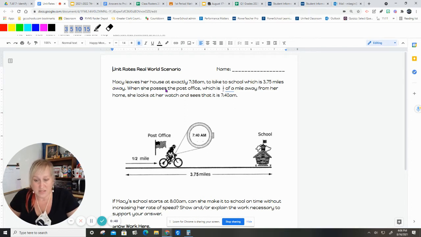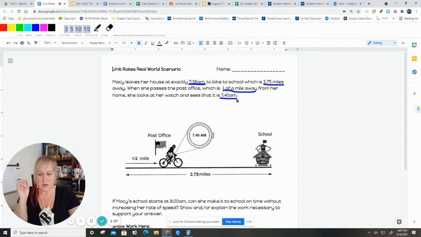So Macy leaves her house at exactly 7:36 a.m. to bike to school, which is 3.75 miles away. When she passes the post office, which is 1/2 of a mile away from her home, she looks at her watch and sees that it is 7:40 a.m.